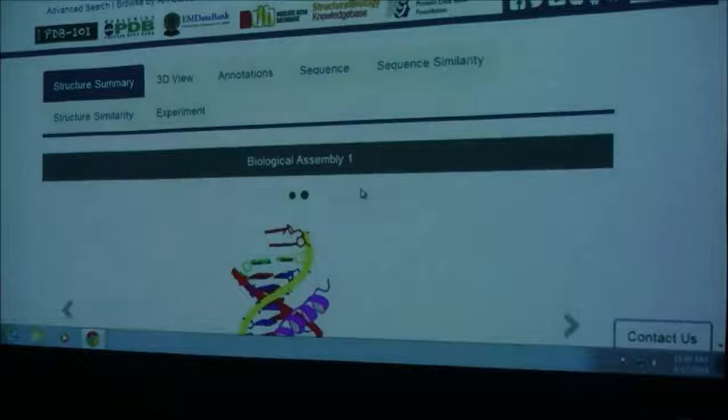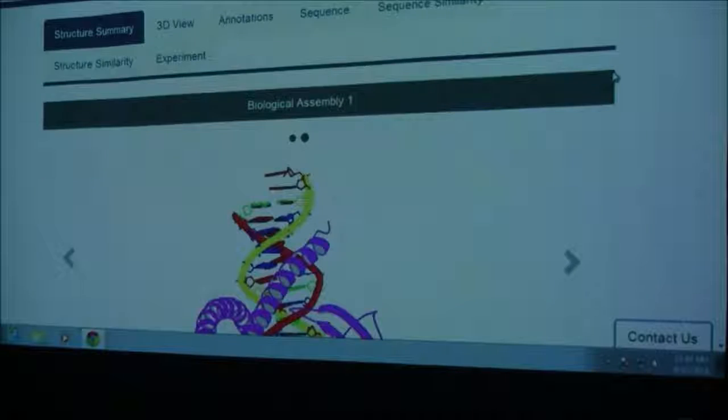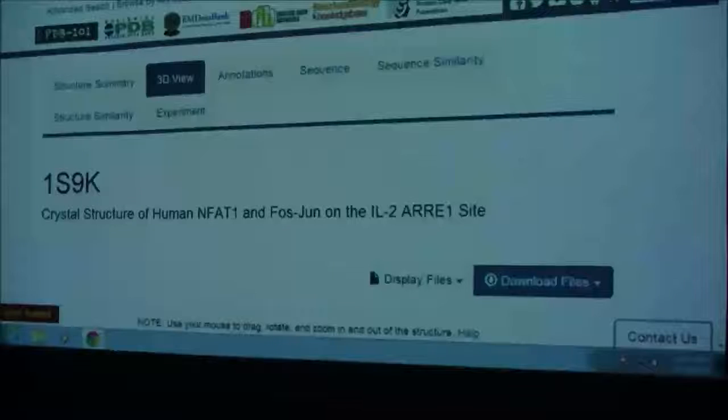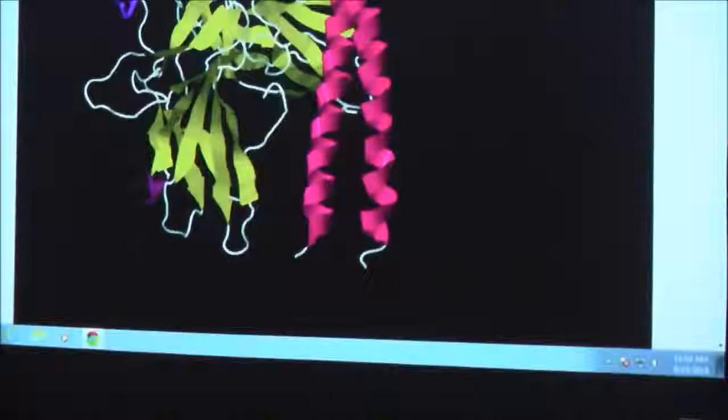So Fos-Jun leucine zipper. Fos and Jun are a heterodimer. So here we go. So let's see, Control Shift plus. All right, there. All right, so here's a picture.